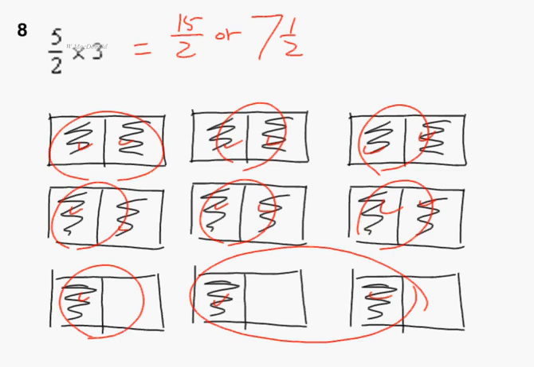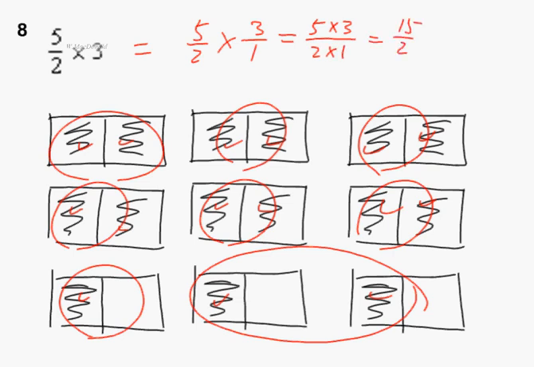The other way you could solve this question is not by modeling, but simply using the algorithm. You could say 5 over 2 multiplied by 3 as a fraction would be 3 over 1. Multiply your numerators, multiply your denominators. You get 15 over 2, which is still 7.5.